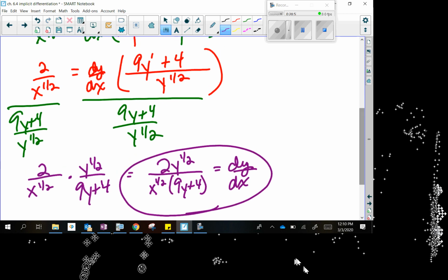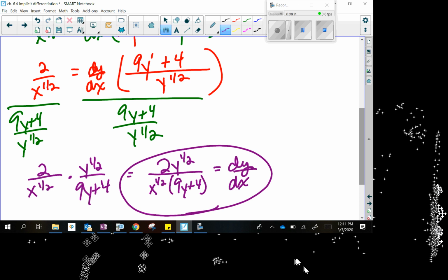This is the one I divided by this. I had to get the dy dx by itself, so I'm dividing by this. So it's keep, change, flip. I kept this the same, I changed it from division to multiplication, and I flipped this.